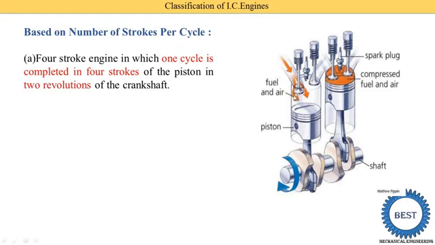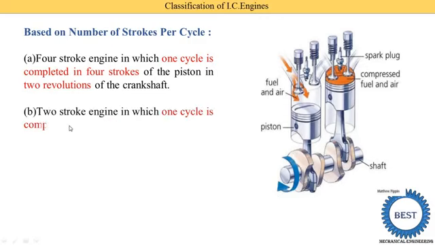During one movement from TDC to BDC, the crank rotates 180 degrees. Then again from BDC to TDC, the crank rotates 180 degrees. So a 4-stroke cycle is completed in 2 revolutions of the crank. For one stroke, the crank rotates 180 degrees. In the second stroke, it again rotates 180 degrees. So 2 revolutions are completed, meaning 720 degrees of crank motion.